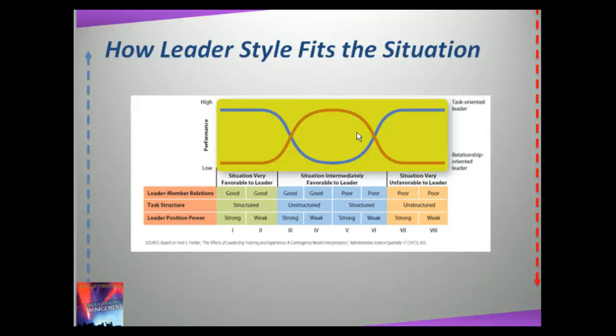So basically, what a leader needs to know to apply this theory are two things. First, the leader should know whether he or she has a relationship or a task-oriented style. Second, the leader should diagnose the situation and determine whether leader-member relations, task structure, and position power are favorable or unfavorable.